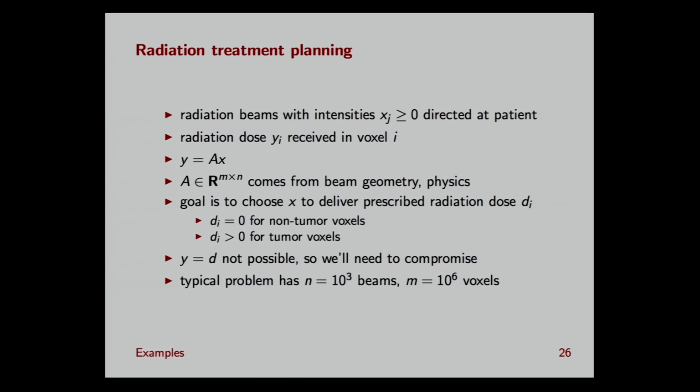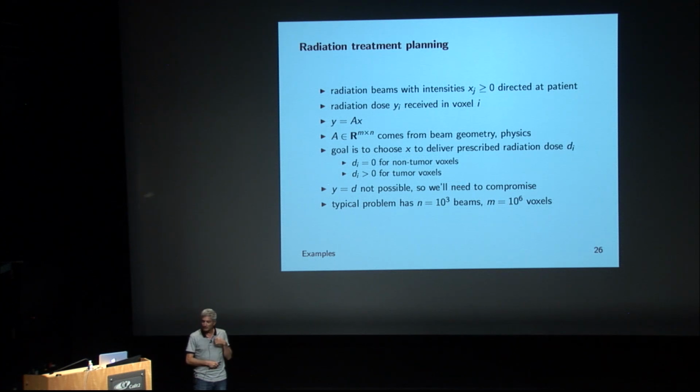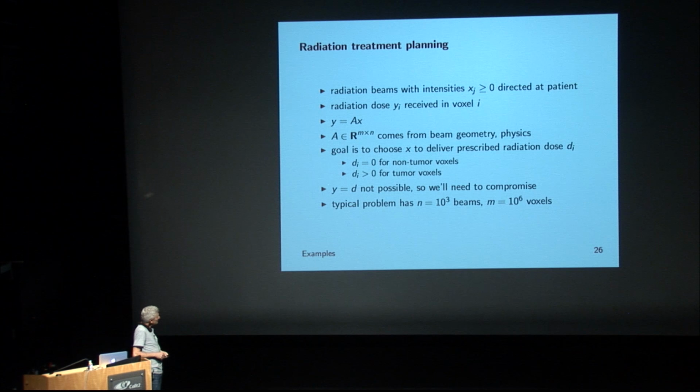Now, the fact is there is no non-negative x that satisfies y = d. That would be perfect: some very clever thing that would put 0 radiation on any non-tumor voxel and exactly the prescribed dose on the tumor. There's no such thing. For one thing, the radiation has to get through the person to get to the tumor. We can start with that. If you want to know what a typical problem looks like, it might be 1,000 beams and 1,000,000 voxels.